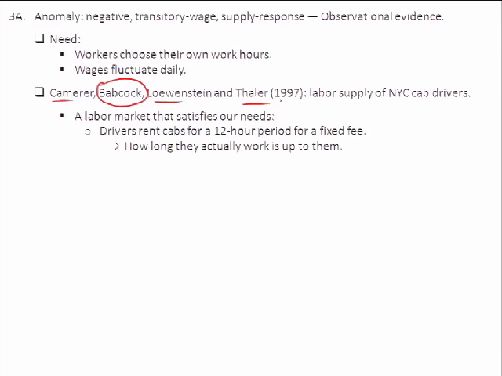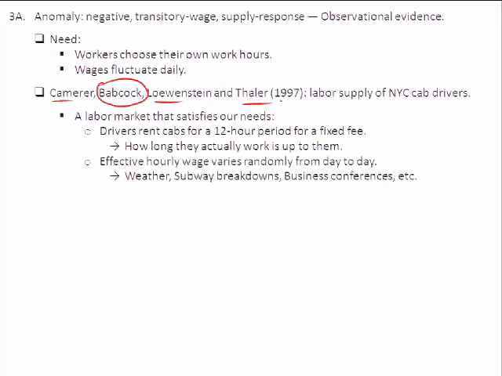Their effective hourly wage, they're not paid a wage, right? They're paid the fare that they get from the people who ride. But how much they can effectively earn in an hour varies according to factors that are random, at least to them. They're not really random. On a really rainy day, more people are going to want to hop a cab. Or if the subway breaks down, or if there's a big business conference, there's going to be a ton of people needing cabs in a certain part of town. All of that makes it possible to earn more money per hour.